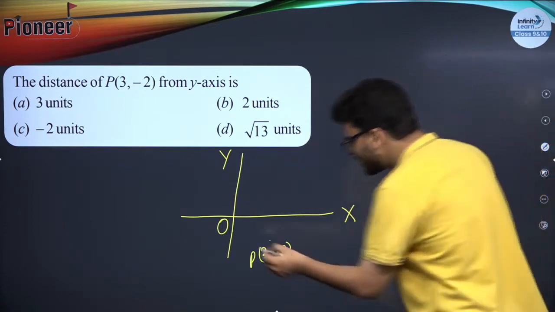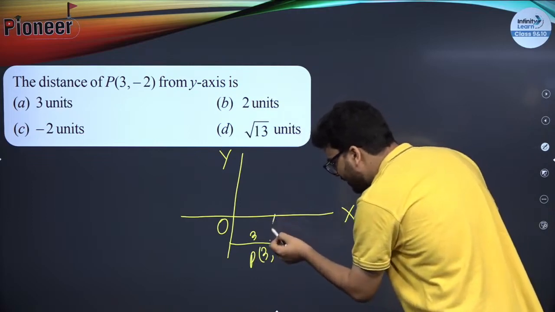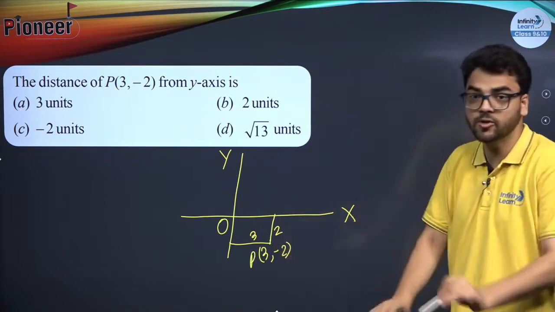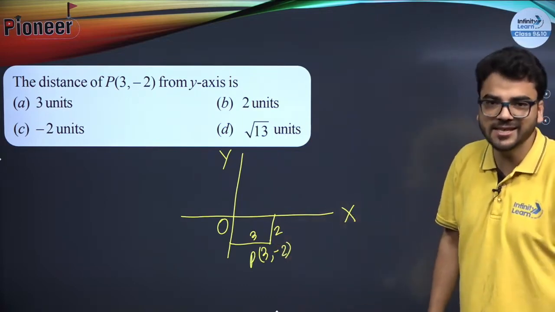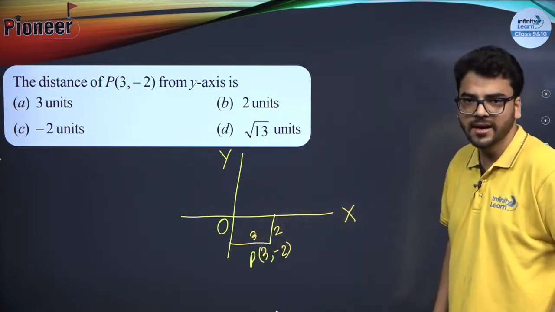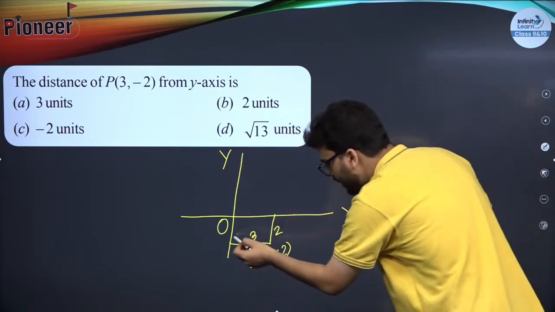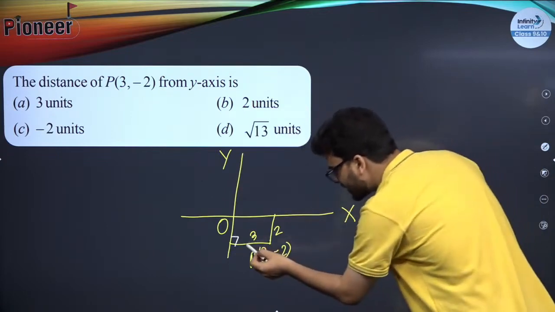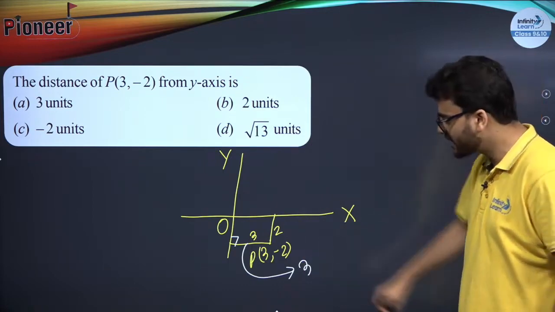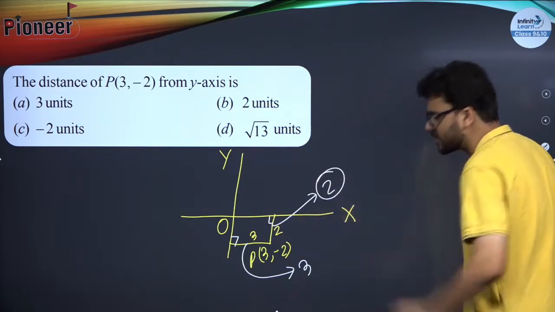So you see over here, this distance is 3 units, and this distance is 2 units, correct? The coordinate is negative, but that does not make the distance negative. Distance is every time positive. So the perpendicular distance of this point from the y-axis is 3 units, and the perpendicular distance of this point from the x-axis is 2 units, correct?